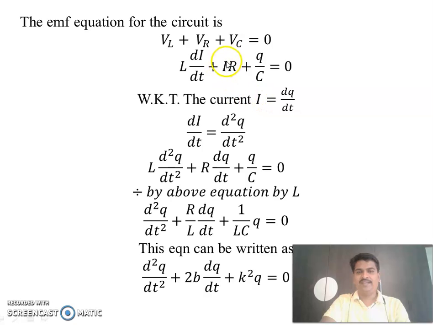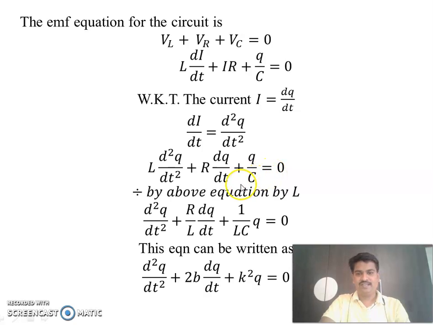Now we know that the current I is the rate of flow of charge, and I can be defined as dq divided by dt, and I can also obtain di by dt by differentiating it one more time. If I differentiate this, di by dt will be d square q by dt square. Now I'll substitute both I and di by dt in the above equation. If I do that, I'll get this kind of differential equation, L into d square q by dt square plus R into dq by dt plus q by C is equal to 0.